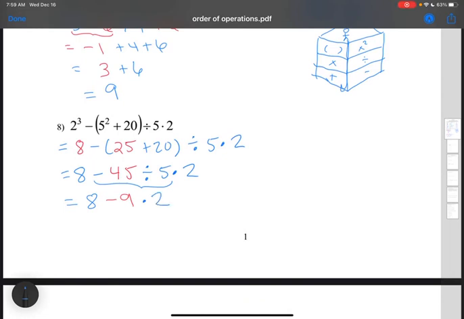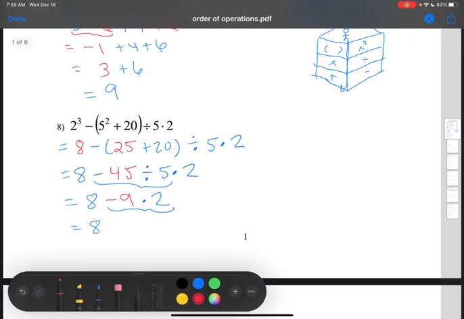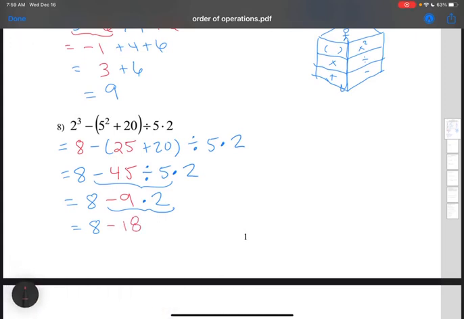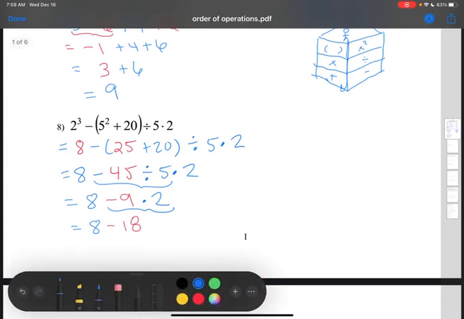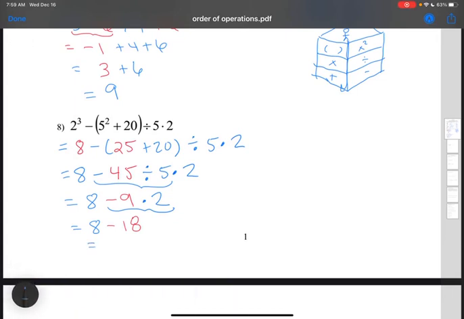Okay, so I know right now it's really tempting to do the 8 minus 9 first, but don't, right? Because order of operations says that we're going to do that multiplication first. Okay, so we're going to worry about this multiplication. So I'm going to drop down the 8. Negative 9 times 2 is a negative 18. And then finally, 8 minus 18 is a negative 10. All right.